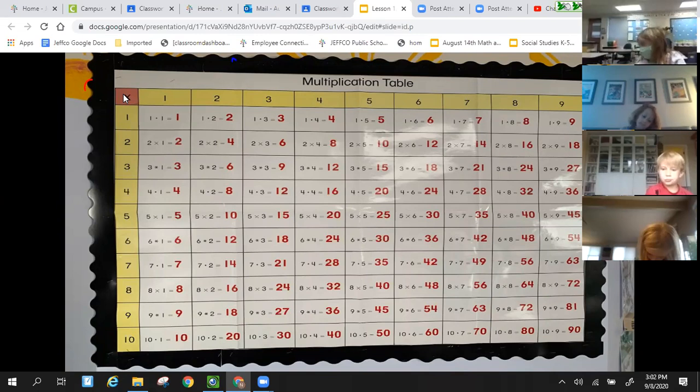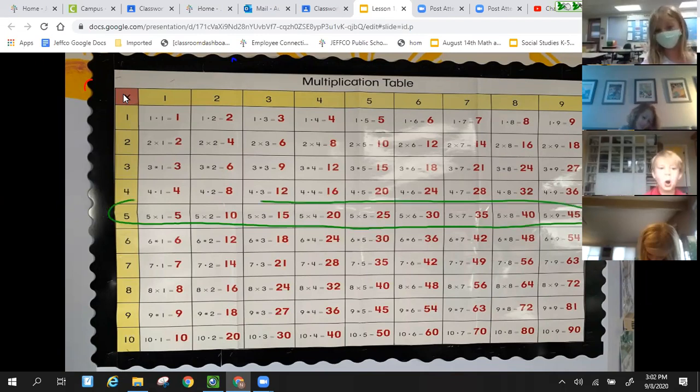In yellow, we have our factors. Some are going horizontal, some are going vertical. I want you to focus on the 5s. So watch what I'm going to do. I'm going to highlight the 5 row, and I'm going to highlight the 5 column. So we're going to use this to help us.